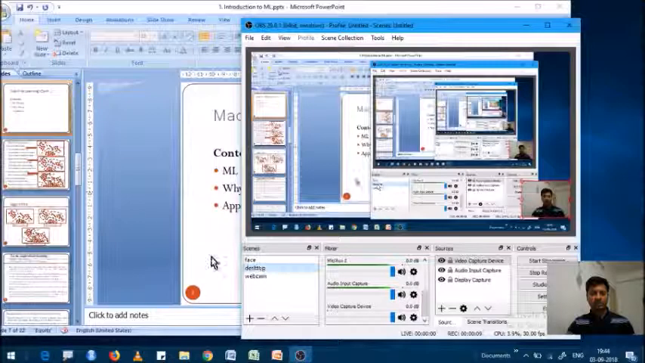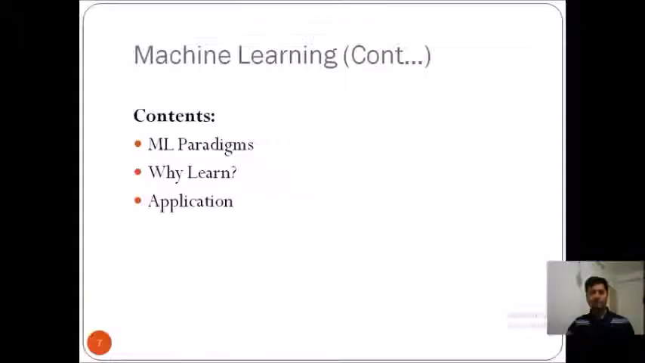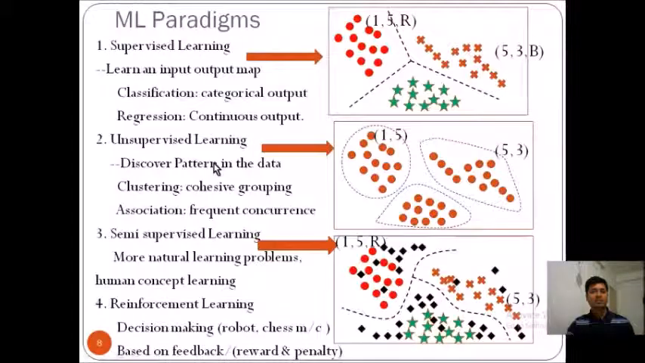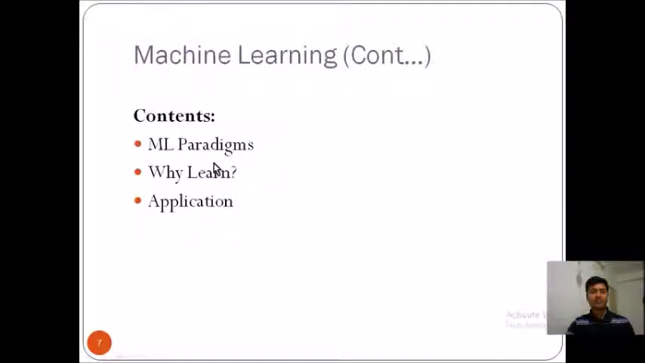Today we are going to discuss the following topics. In the last class we had discussed the introduction of machine learning and we had defined what machine learning is. Today we are going to discuss the different types of machine learning, that is, different machine learning paradigms, and why to learn and some applications.